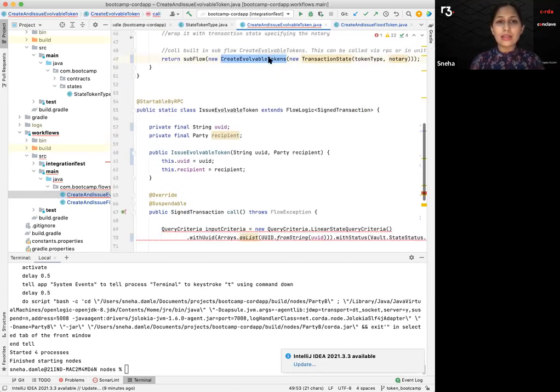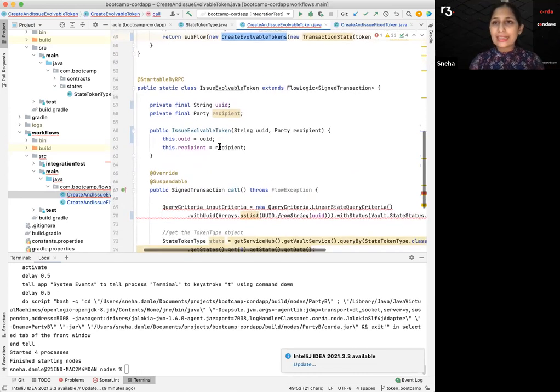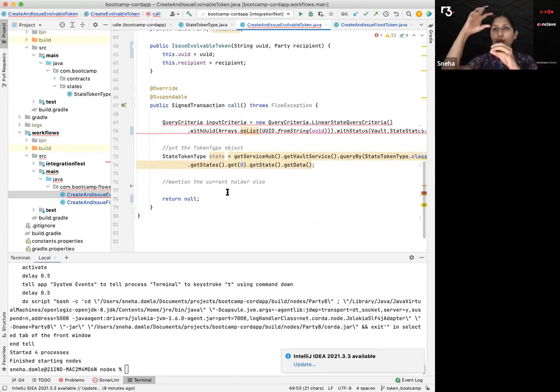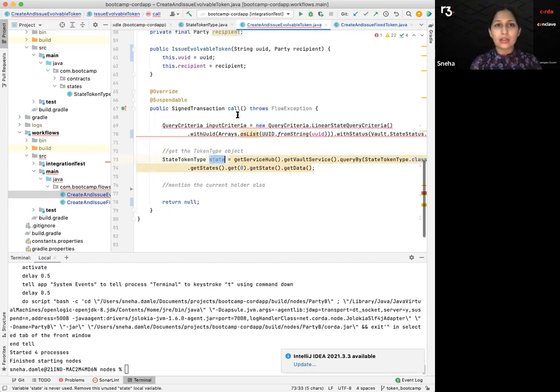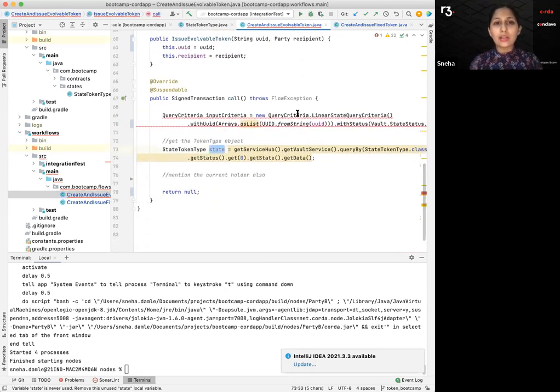Once we have created this base token type, let's issue a non-fungible token on top of it. To do that, let's first retrieve this particular state from the database, which we just created using the create evolvable token flow. And we will retrieve it using, again, the query criterias. So you pass in a query, you pass in the UUID, that is basically an identifier, or the linear ID, you can say. You pass in the linear ID, you get the state.